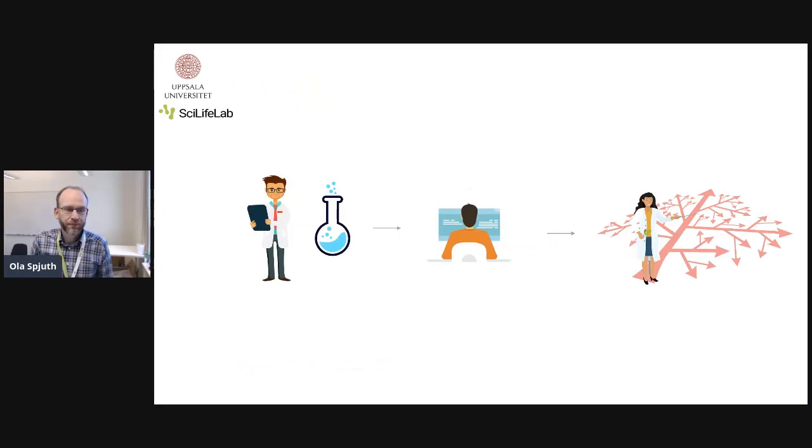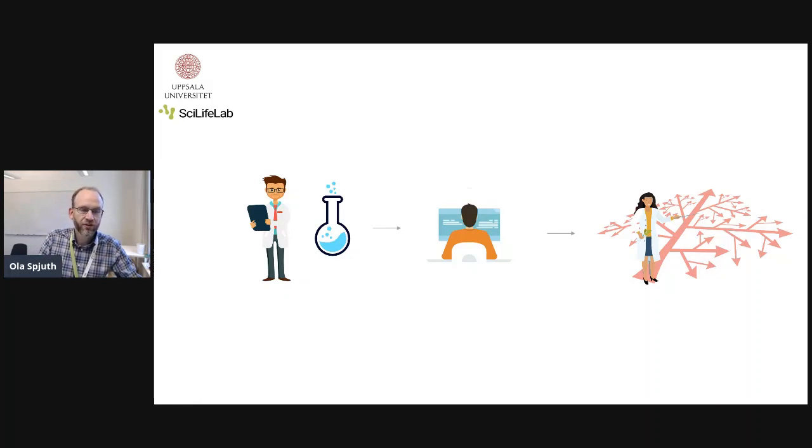So starting with the traditional and still much current experimental research, it is carried out by humans, and it's not uncommon that it's a different person doing the analysis. And thirdly, on the right side, you can see maybe a third person being involved in the decision making.